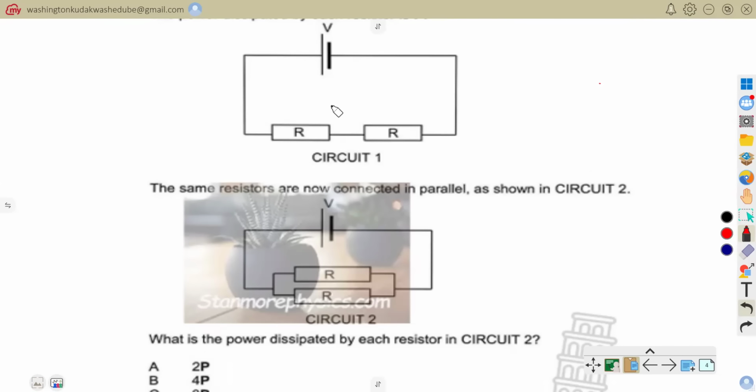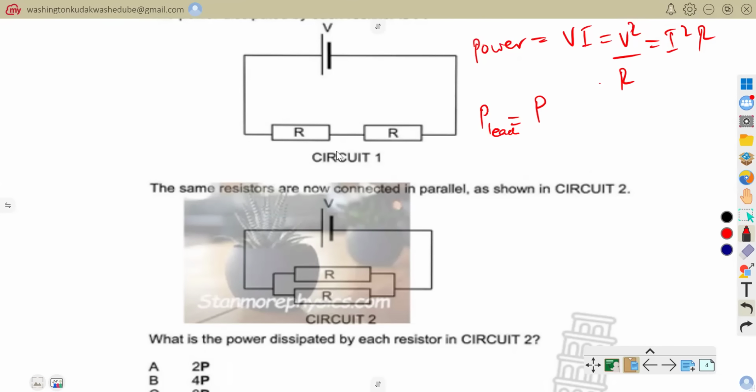In parallel and in series. So the information that we are given here is about power. We know that power is equal to voltage times current, or voltage squared divided by resistance, or current squared times resistance. So for circuit 1, we would call this the power for circuit 1. They are saying that the dissipated power for each resistor is equal to P.